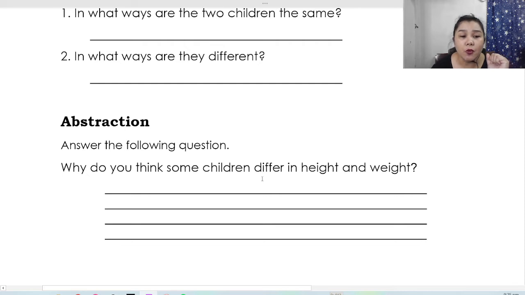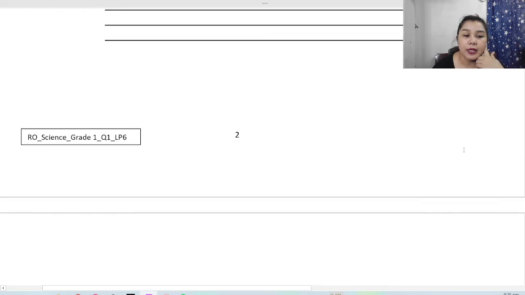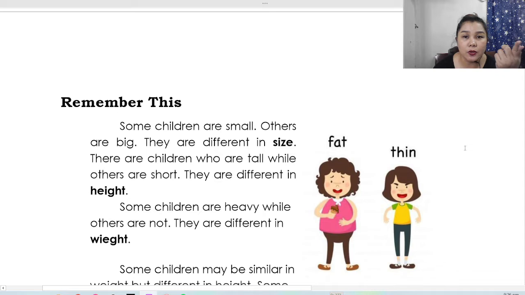Answer the following question. Why do you think some children differ in height and weight? Why are they different, even if you are all in grade 1? Some are taller, while others are shorter, and some are heavier, and the others are just right, or others are lacking in weight. So, why could that be? You can answer in phrases or short sentences. Next, pause to finish that page.